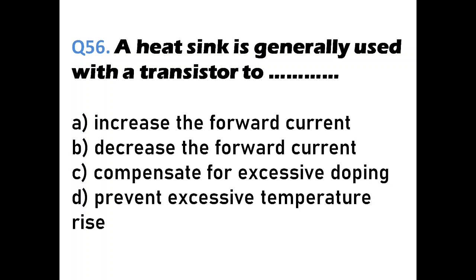Now, once you are absorbing heat from a device, when it is attached to any device, that means you are decreasing the temperature of the device. So there will be no temperature rise in the device. That means a heat sink is generally used with a transistor too. Now here in these four options, option D, that is prevent excessive temperature rise. If temperature is going to rise, that heat can be absorbed by this heat sink and you can keep the transistor cool so that it will not get damaged. So here the option will be option D, that is a heat sink is generally used with a transistor to prevent excessive temperature rise.